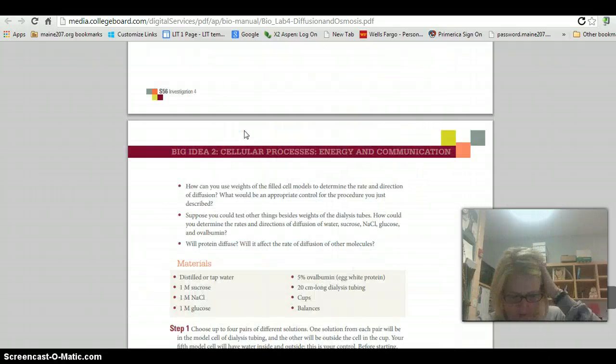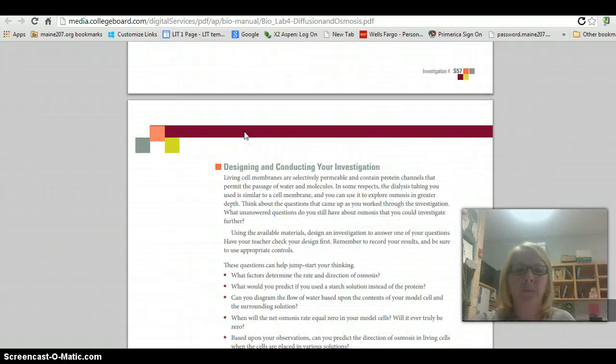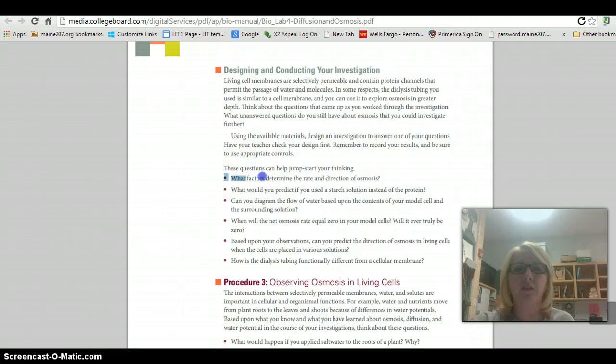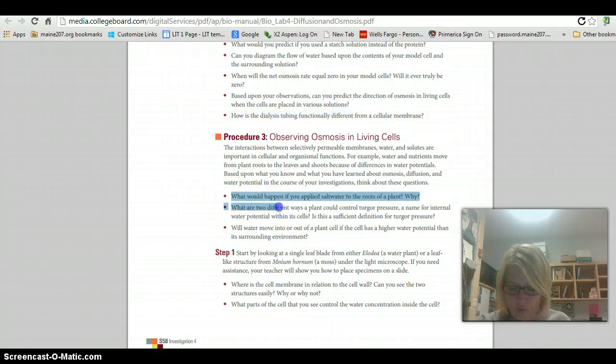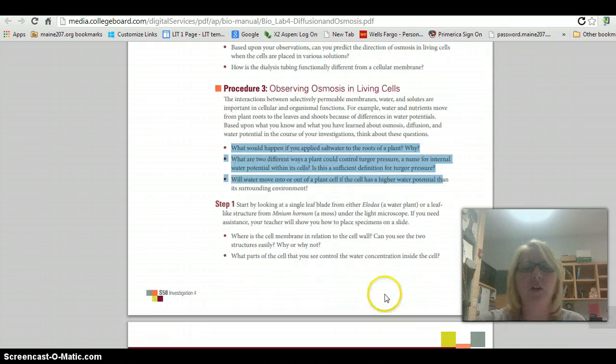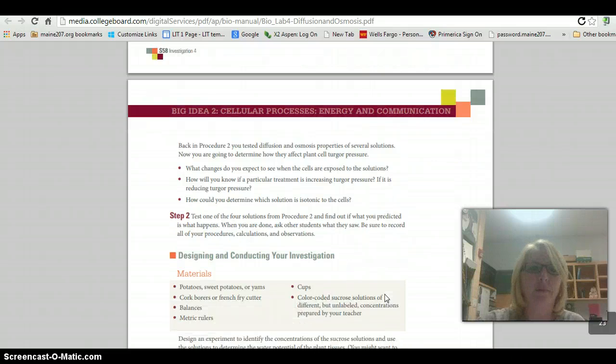Then if you go to page S58, which is right here, I want you to answer this question. I'm sorry, just this first one, right here. And the very last one, how is the dialysis tubing functionally different from the cellular membrane? So just these 2, the first one and the last one here. And then down, if you scroll down a little bit, I want all 3 of these questions here. So on page S58, you're going to have 5 questions to answer. And many have already answered these, so it's not like too big of a deal.